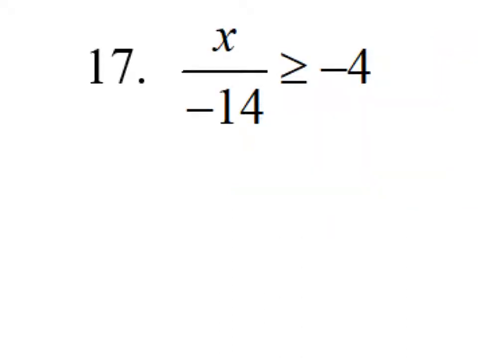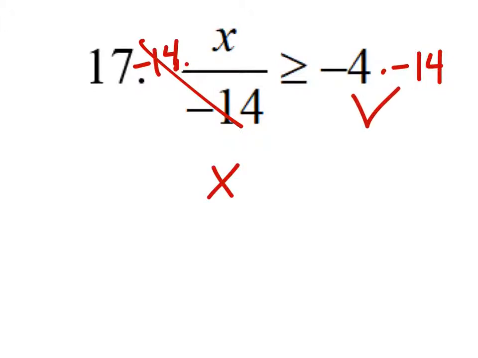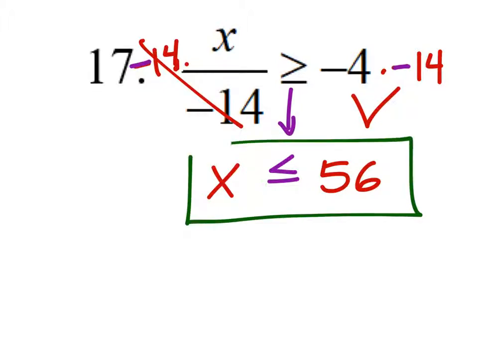Alright, number 17, this one's going to work the same way. In order to get rid of this divide by negative 14, I need to multiply both sides of the equation by negative 14 so that they will cancel out into a 1 or a phantom 1. And negative 4 times 14 should give us positive 56. But since we did multiply both sides by the negative, it will flip the inequality so that it's less than or equal to. So the answer x is less than or equal to 56 would be the answer for number 17.